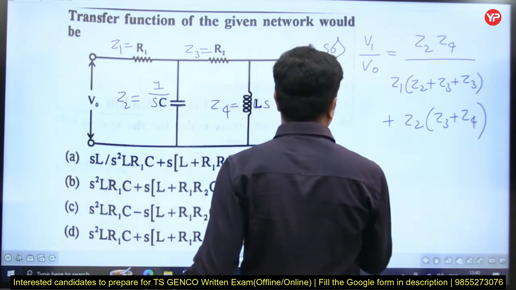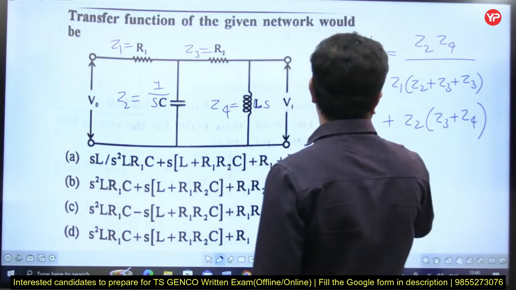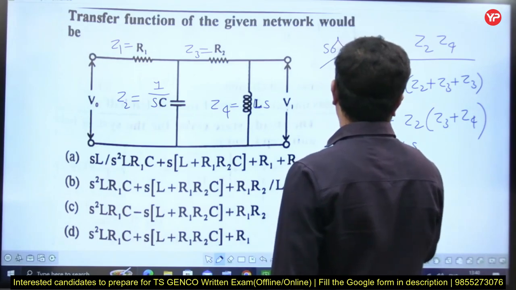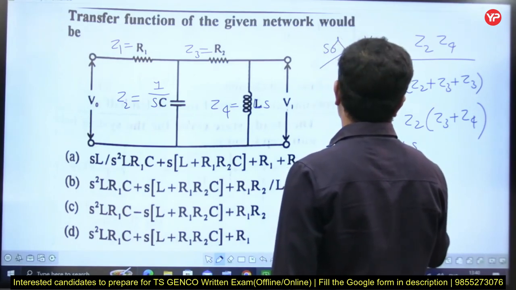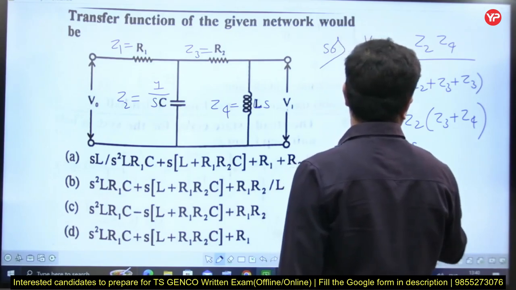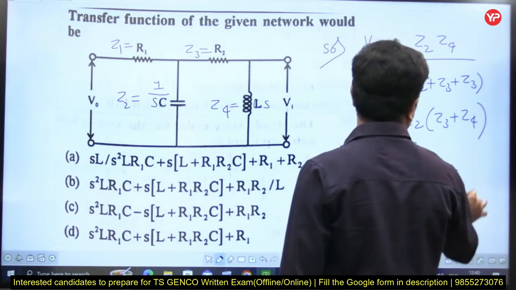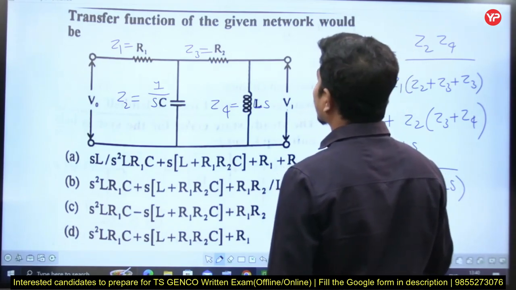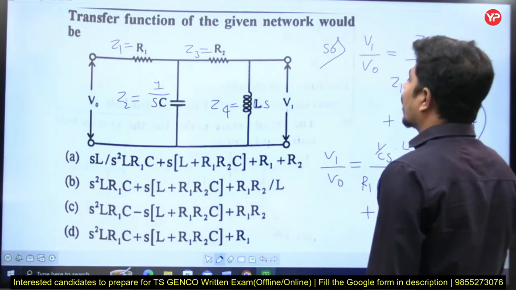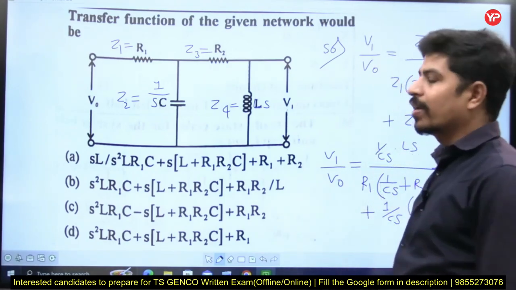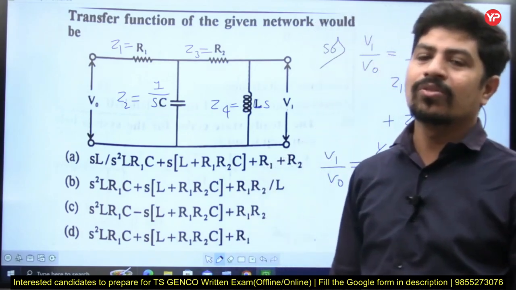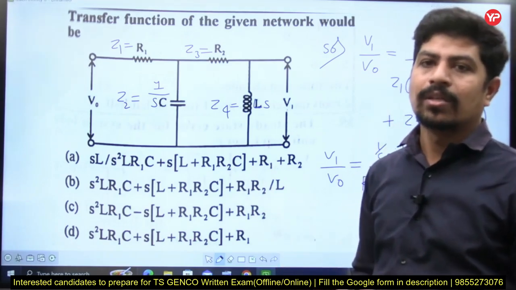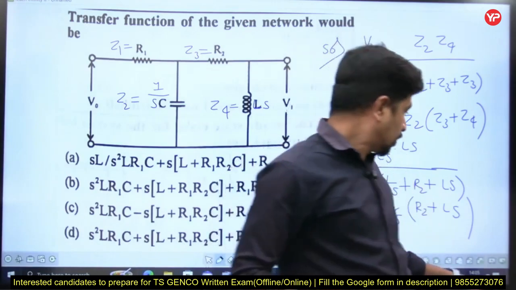Now, V1 by V0 is equal to Z2, 1 by Cs into Z4, Ls, by Z1, R1, into Z2, 1 by Cs, plus Z3, R2, it is plus Z4, Ls, plus Z2, how much it is? 1 by Cs into Z3, R2, plus Z4 is Ls. If you simplify this, you are going to get the answer. One simple step it is. You need not struggle. If you don't know this formula, it will take at least 5 minutes for you to get the answer. Right? Let's go to the next question.